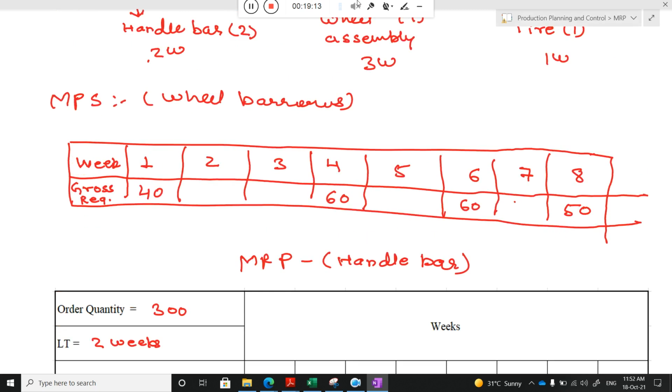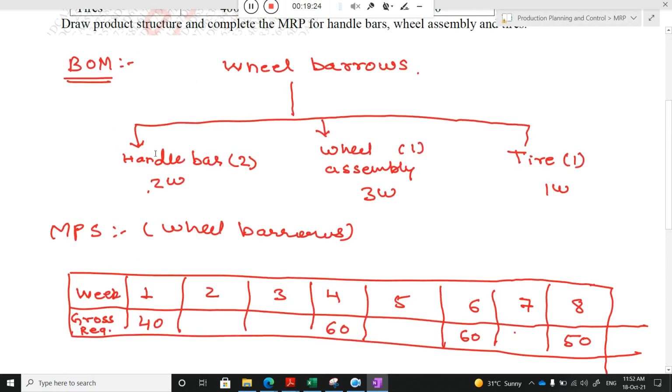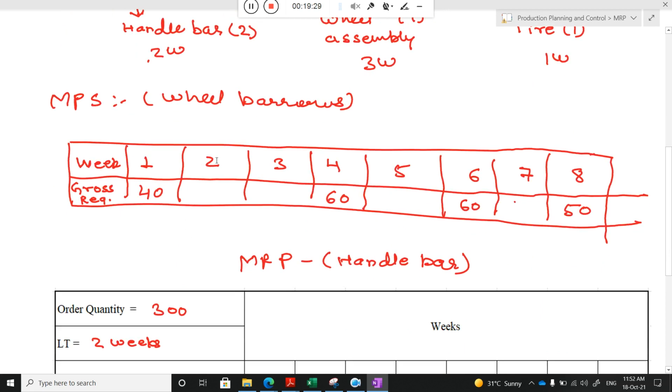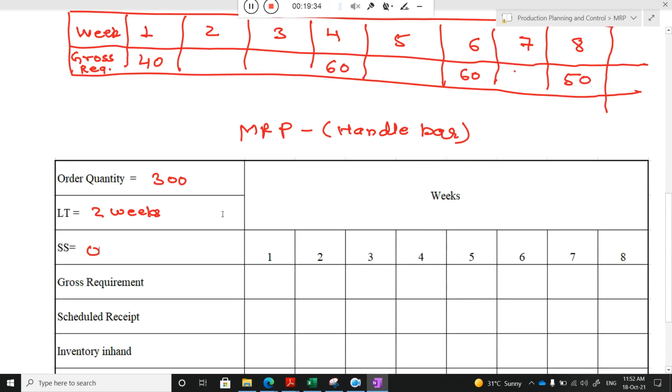Why? Because the quantity needed per product is 2. Are you getting my point? This particular MPS is the requirement for the wheelbarrow. If 40 wheelbarrows are required, in one wheelbarrow you need two handlebars. Then can you tell me what is the gross requirement? It is 80, right? Okay. Are you getting my point, class? Yes, sir. Okay, good. So here I write 80.